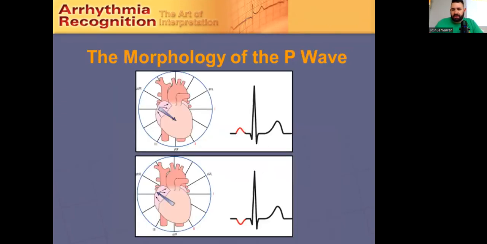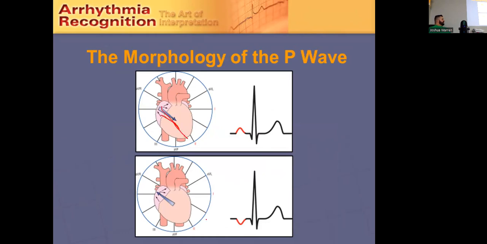The morphology of the P wave. So we talked about vectors again. So a vector would mean what? This fella right here is traveling towards a positive electrode, right? So therefore the P wave would be upright because it's flowing the normal path.